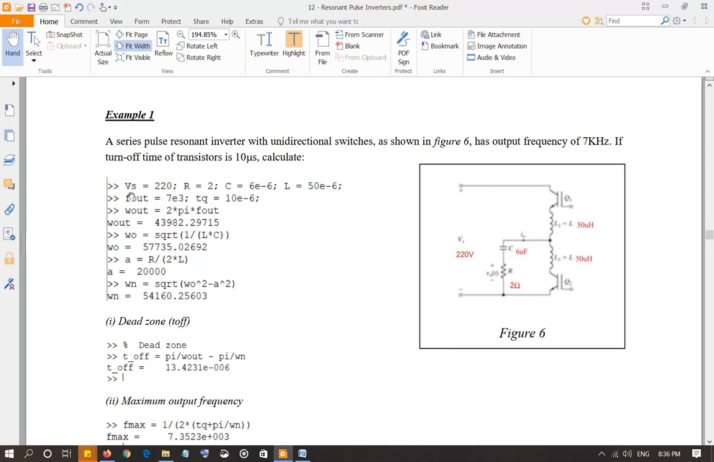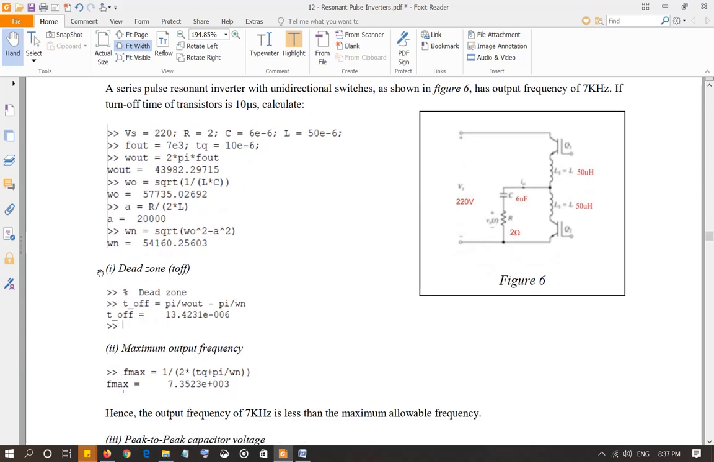So what I did, I entered all the values in Octave. The output frequency is given to us as 7 kilohertz, and transistor turn off time is given to us as 10 microsecond. So I calculated the angular frequency output, which is 2 pi f out, of course, and then I calculated the resonant frequency, square root of 1 over LC. I calculated the Napier frequency, R over 2L, and calculated the natural resonant frequency, which is the square root of omega naught square minus alpha square.